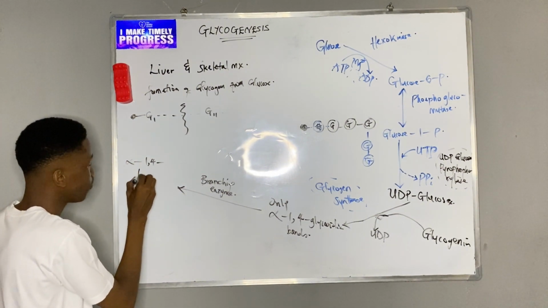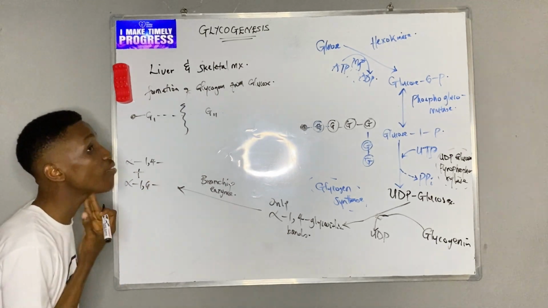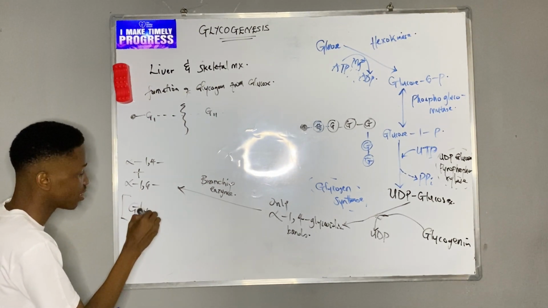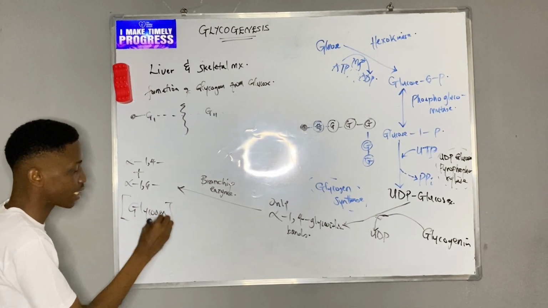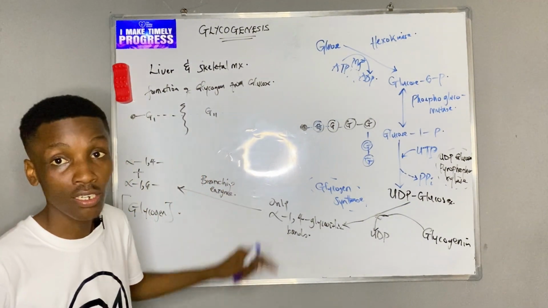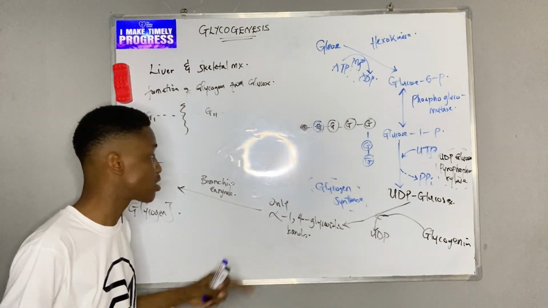We also add alpha 1,6. And once you have alpha 1,4 and alpha 1,6, this structure you have here is called glycogen. So glycogen is only formed after branching enzyme has done its work. And funny thing is that branching enzymes work. This thing though is not like it's going to stop here.